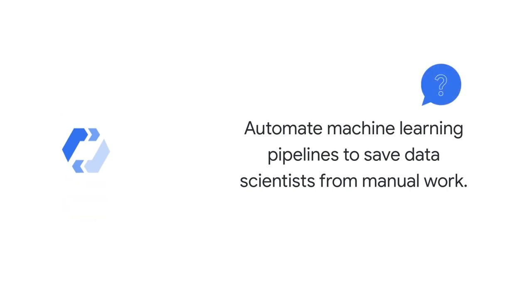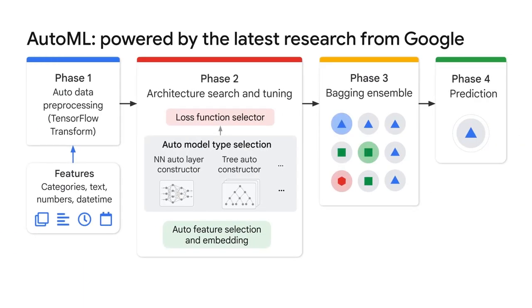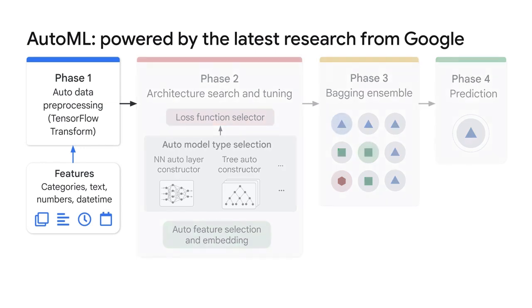But how could this be done? How can you trust AutoML to generate the best results without bias and do so in a speedy way? Let's look deeper to explore how AutoML works and the main technologies behind it. AutoML is powered by the latest research from Google. It's an ongoing endeavor. There are 4 distinct phases. Phase 1 is data processing. After you upload a dataset, AutoML provides functions to automate part of the data preparation process.